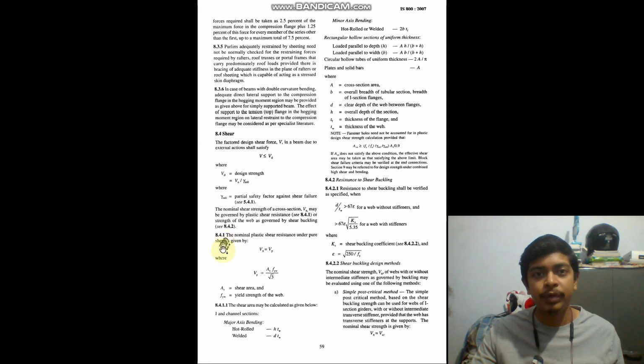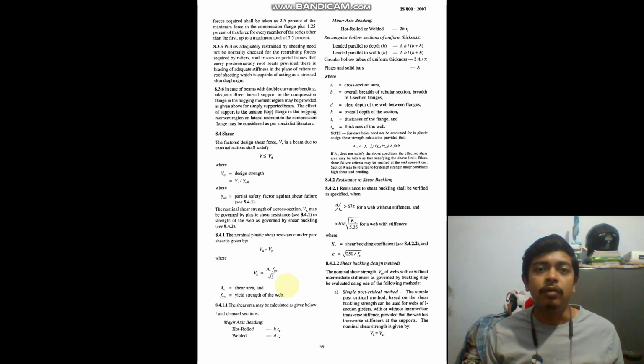Clause number 8.4.1 refers to such formula where nominal plastic shear resistance under pure shear is given as Av fyw divided by root 3. Right, so you can use this formula to find out the shear capacity of your beam. Now coming to the high shear and low shear case, usually in case of beam there are two main loads that are acting, right? Shear force and bending moment.